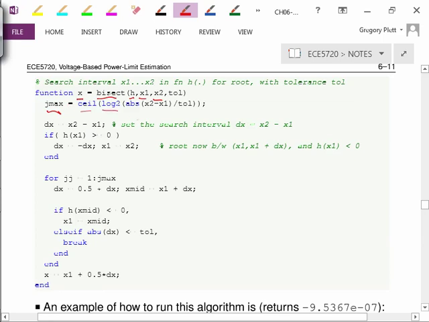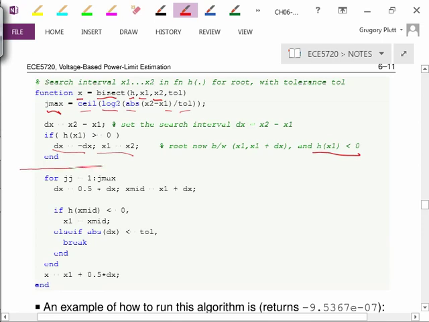We say it's the ceiling of the log base 2 of the absolute value of x2 minus x1, all divided by tolerance. A simple implementation of that previous equation. Then we set up: dx is the distance between x2 and x1, and we are organizing x1 and x2 such that we want h of x1 to be negative and h of x2 to be positive. So if it turns out that h of x1 is positive, then I'm looking in the other direction and I set x1 equal to x2. Otherwise, I just leave everything alone.